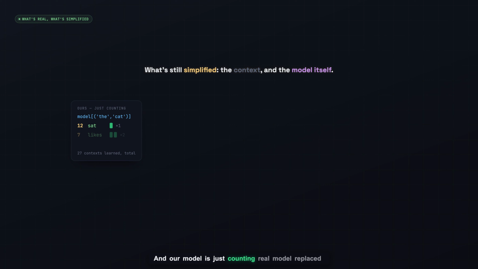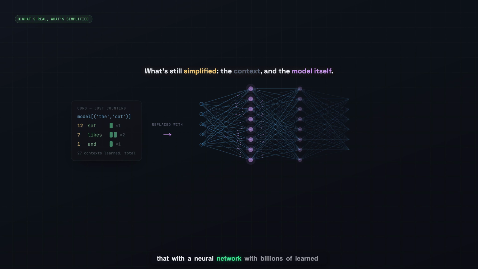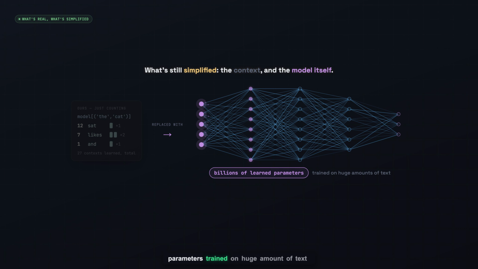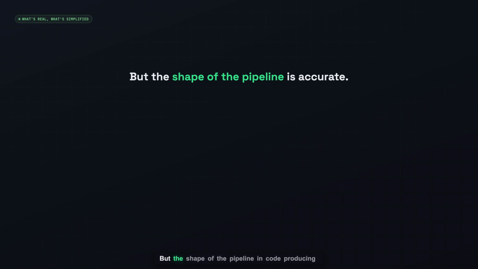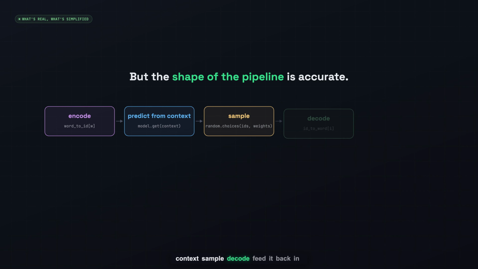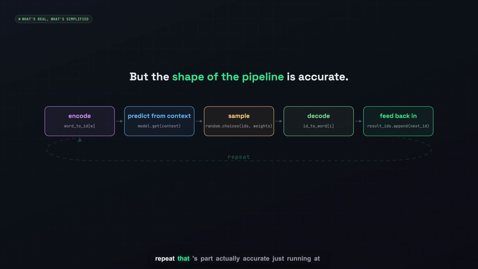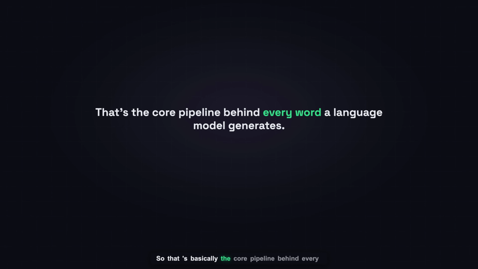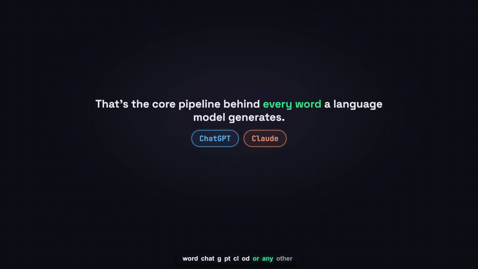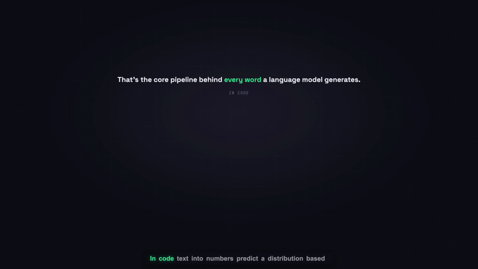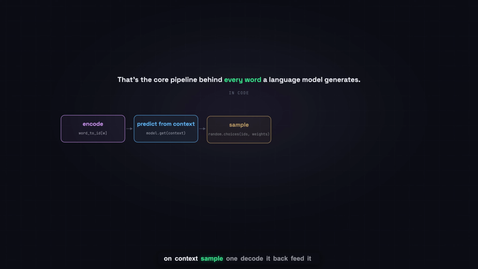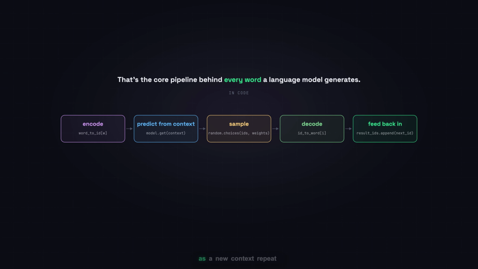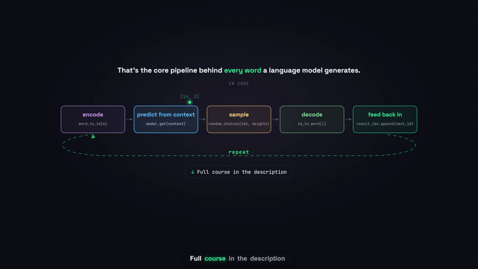And our model is just counting. Real models replace that with a neural network with billions of learned parameters trained on huge amounts of text. But the shape of the pipeline, encode, predict using context, sample, decode, feed it back in, repeat, that part is actually accurate. Just running at much smaller scale here. So that's basically the core pipeline behind every word ChatGPT, Claude, or any other language model generates. Encode text into numbers, predict a distribution based on context, sample one, decode it back, feed it as new context, repeat. Full code is in the description.